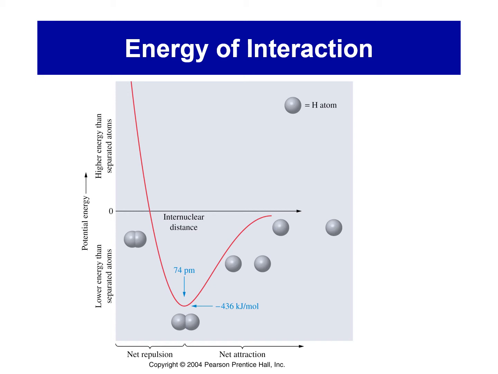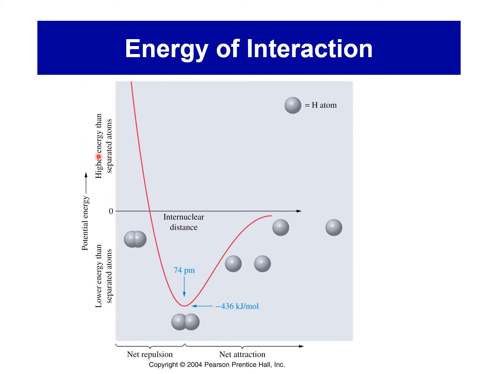This is a very important graph to understand. On the x-axis, we have the internuclear distance. Basically, this is saying how far apart are the two atoms, or technically, how far apart are the two nuclei. If you're over here on the left, the two nuclei are basically touching each other. And as you go further to the right, the two atoms are getting farther and farther apart.